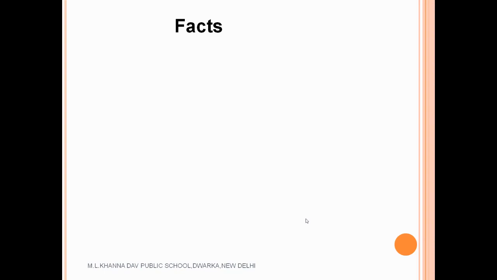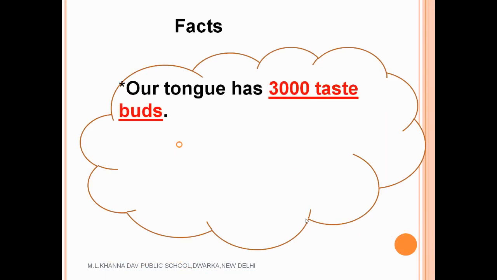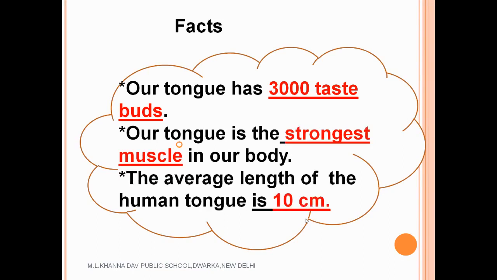We will know the facts about the tongue. Do you know? Our tongue has 3,000 taste buds and it's the strongest muscle in our body. The average length of a human tongue is 10 centimeters. So these are the facts about the tongue that one should know.